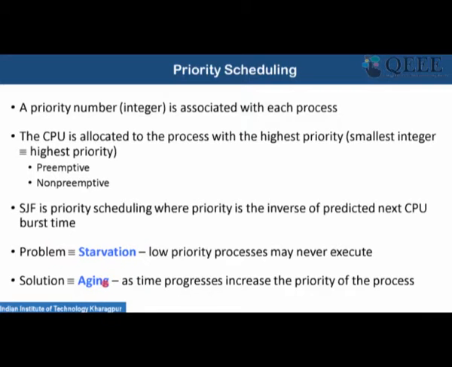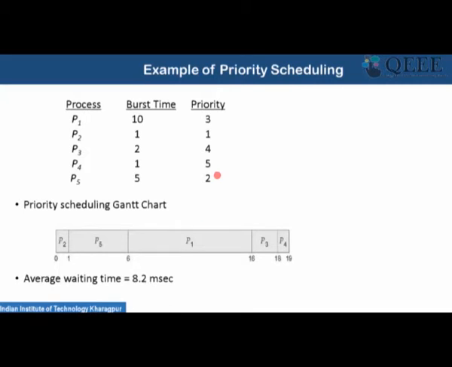The possible solution for starvation is to apply an aging mechanism. In the aging mechanism, as time progresses, you gradually increase the priority of a process. Initially the priority of the process is low, but as it waits in the ready queue, you gradually increase its priority. So here is an example of priority scheduling. You take the low priority process P2, and here we assume that a process with a low value in priority is actually the highest priority.